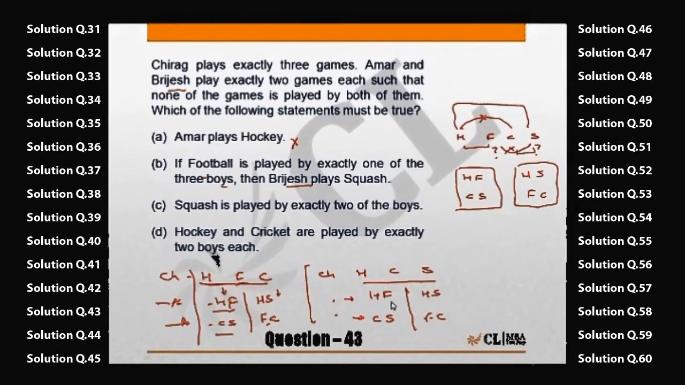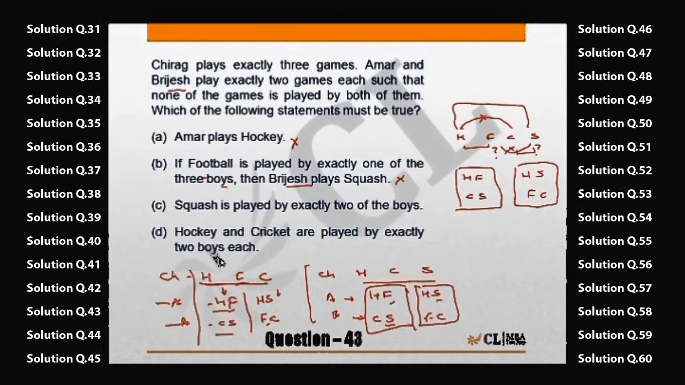If football is being played only by one person, then Brijesh plays squash. If this is A and this is B, then by this pattern B is playing squash, and by this pattern, A is playing squash. So we cannot say for sure, it could be either A or B who's playing squash. Squash is played by exactly 2 boys.